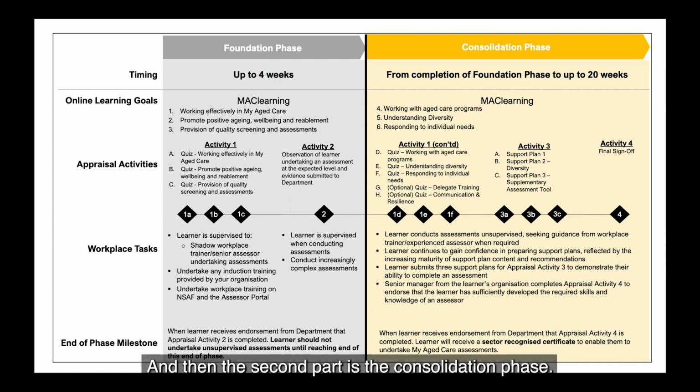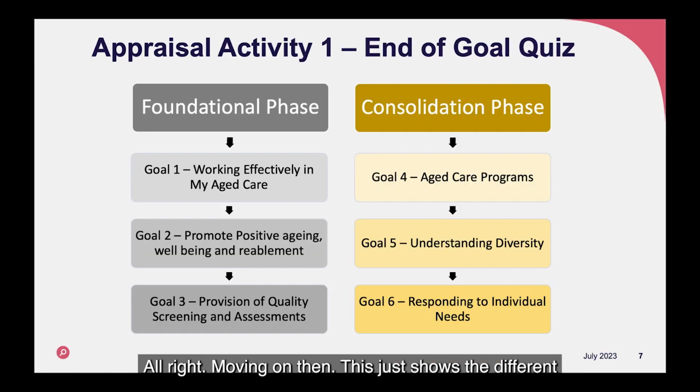And then the second part is the consolidation phase. There's another 3 goals of online learning to do, plus the 3 support plans that people need to complete and submit to us, and then the final sign-off by manager. So that is the whole process. All right, moving on then.